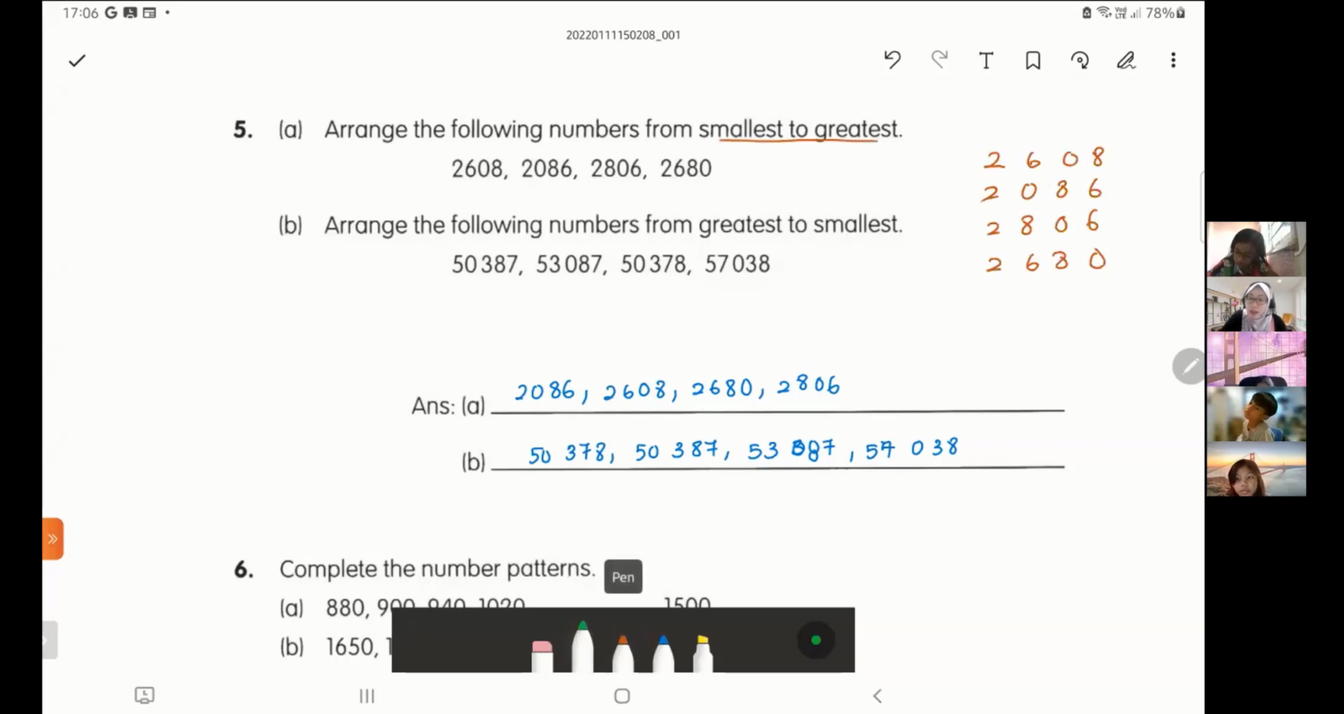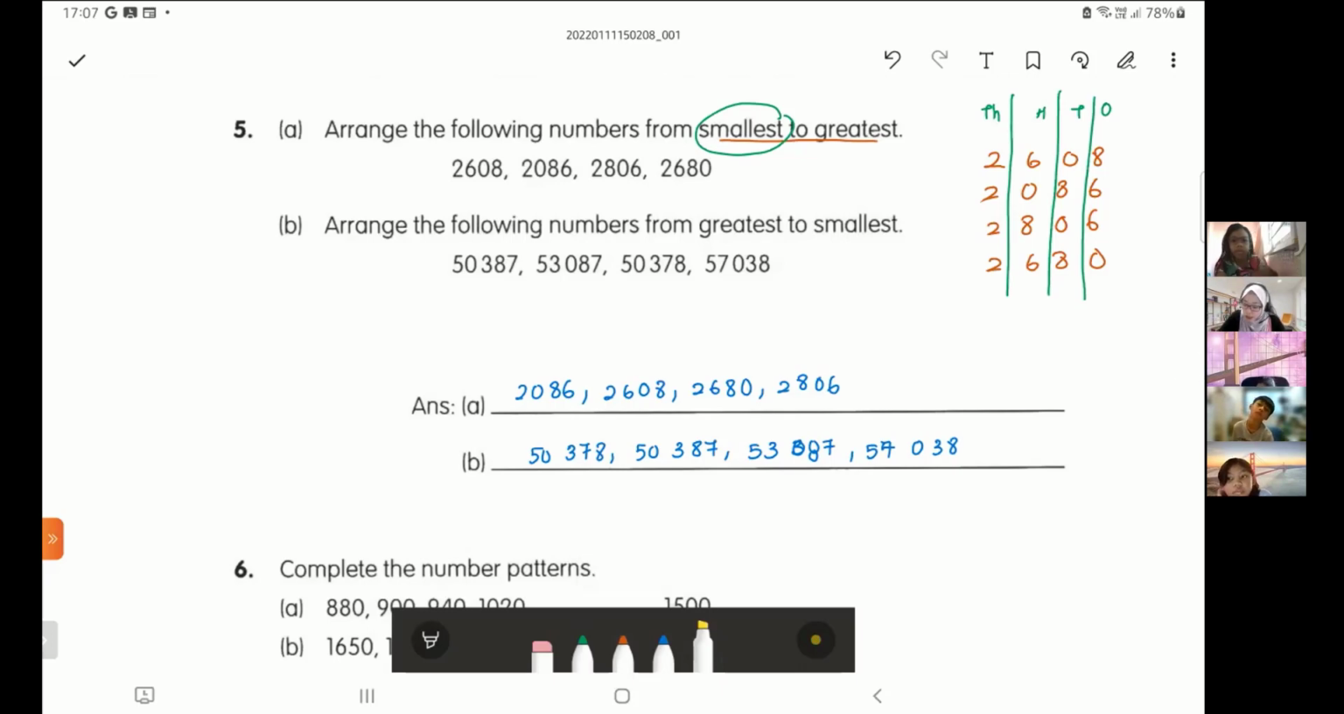Then I label or name their place value: ones, tens, hundreds, thousands. Okay, I want to know the smallest number, correct? So we can divide it into columns like this. Then we start off with looking at the thousands place. Any number smaller than 2? No, everything is the same. So we carry on to the hundreds place. We must identify the smallest number first, right? If you look at the hundreds place, 0 is the smallest one, which means this number is the smallest one, number 1. So correct.